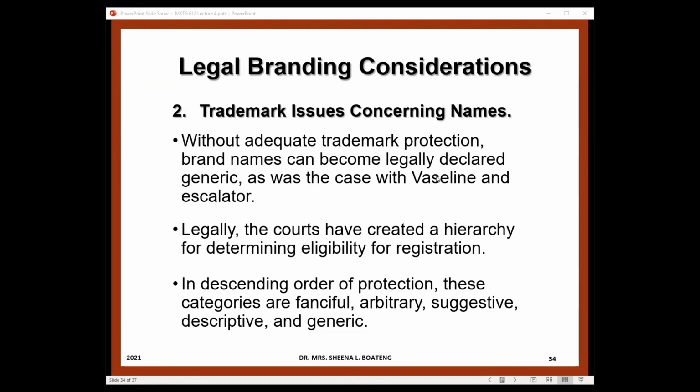And when it comes to trademarking names, the legal system or legislature presents eligibility criteria for a particular name, which determine whether or not a firm can trademark it as theirs. And this appears in descending order, from categories including fanciful names to arbitrary names to suggestive names to descriptive names and then to generic names.